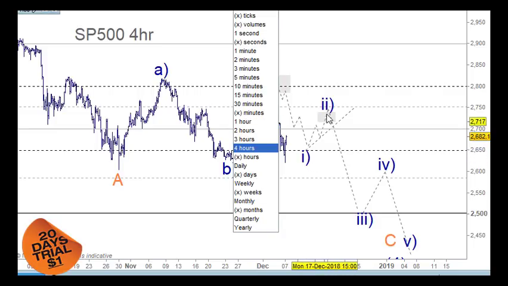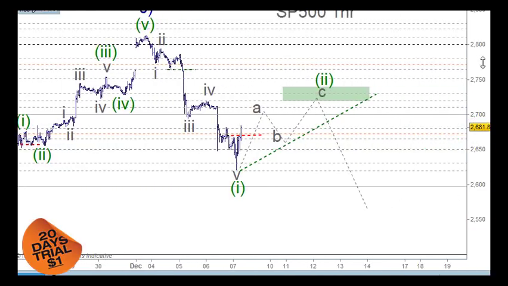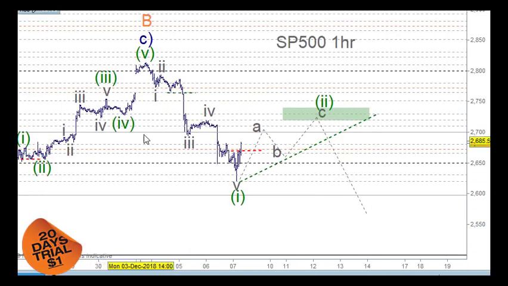I've got it labeled blue here, minuette degree here, but in this next, when I go to the smaller version here in 1 hour, I've got it in green, so apologies about that. Just a little bit more detail here. So yes, from the 2800 area here, we can look at this as 1 and 2 and 3 and 4 and 5 here. So we've got a clear 5 waves down.